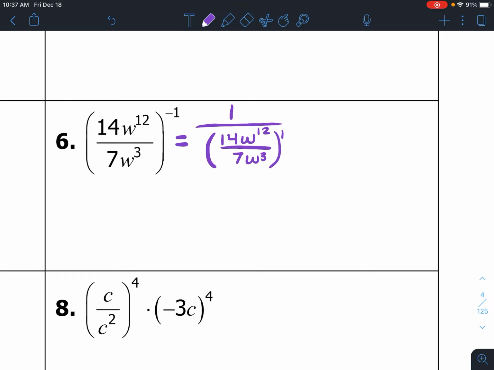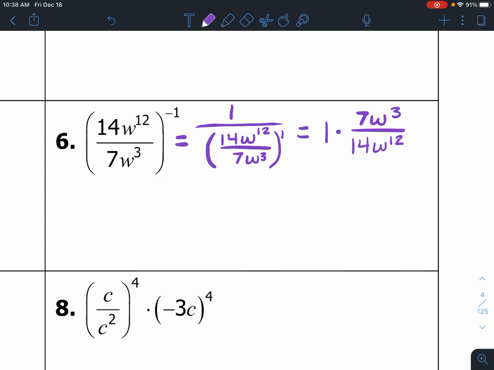But in this case, I'm dividing by a fraction, and you do that by keep, flip, change, or multiply by the reciprocal. So I'm going to take this fraction and just flip it over, and so I'm going to have 1 times, and then my fraction flips, so 7w cubed over 14w to the 12th. Well, 1 times that is just this. So I'm going to leave it the same.